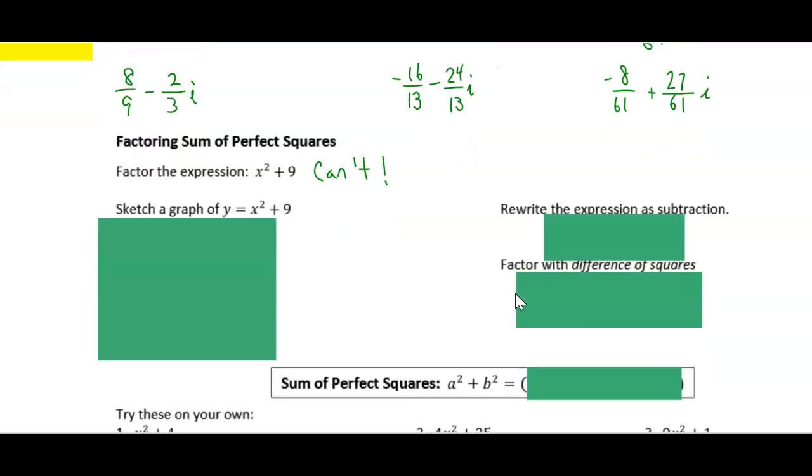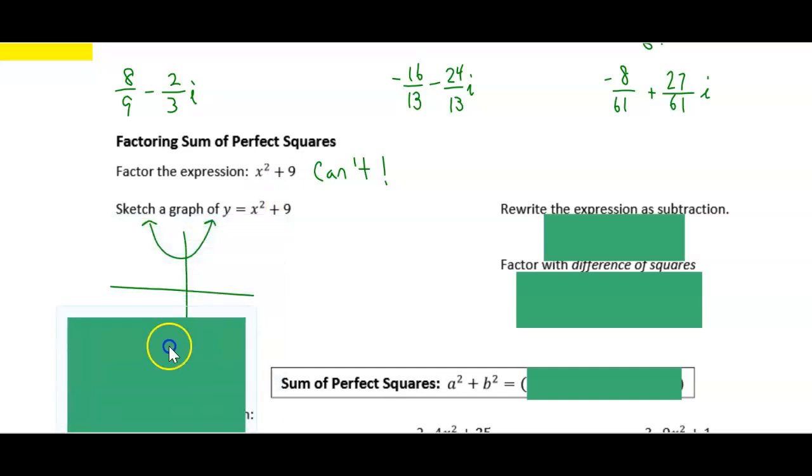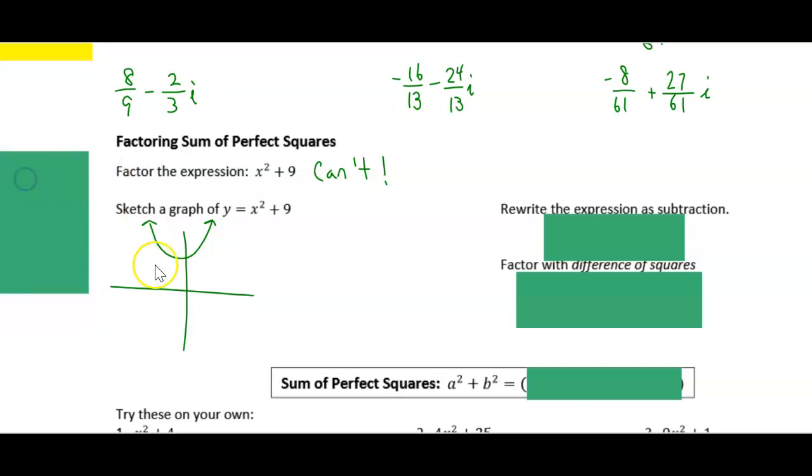All right, and I'd say we're going to skip over the bottom. We can get this done as well. If I try to factor x squared plus 9, I can't do it because if I do a plus and a minus version, it'll give me a minus 9. So instead, let's think about this. The graph of this would be shifted up 9 units. So there's no x-intercepts. So what I want to do is rewrite this as subtraction.